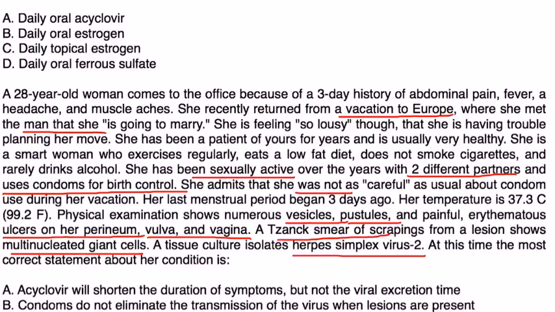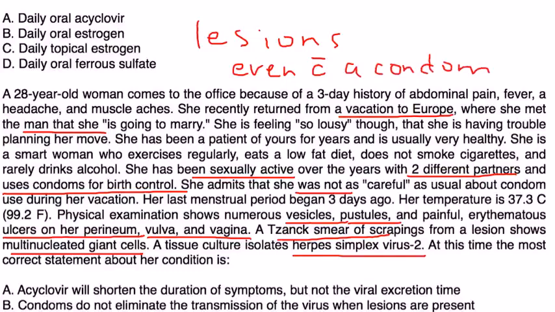At this time, the most appropriate correct statement is, well, you've only got 2 to choose from here. Condoms do not eliminate the transmission of the virus when lesions are present. That is actually the correct statement, because transmission by skin-to-skin contact can occur even when a condom is used. If the lesions are present, there still can be contact from person to person, even with a condom. So B is the correct answer.